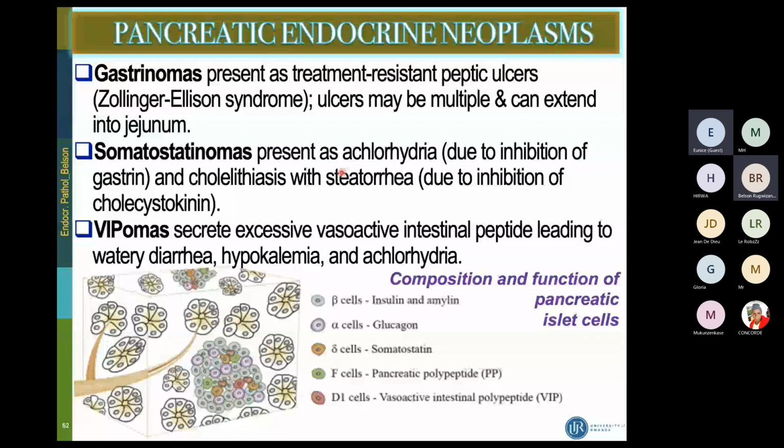It secretes excessive vasoactive intestinal peptide, leading to watery diarrhea, hypokalemia, and achlorhydria. So this diagram is explaining what you saw on the previous diagram, the table. As I said, in the pancreas we have the exocrine pancreas, you see the ducts and the lobules, but you have islets. In each islet you have different types of cells. It is not that one islet makes insulin and another islet makes glucagon, no. In one islet you have different types of endocrine cells.